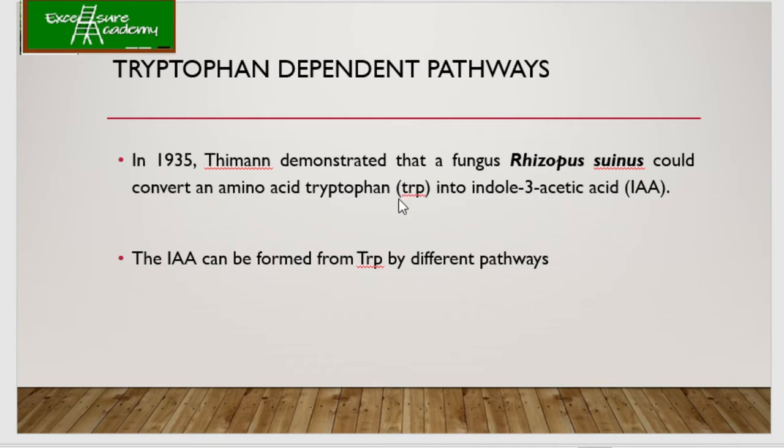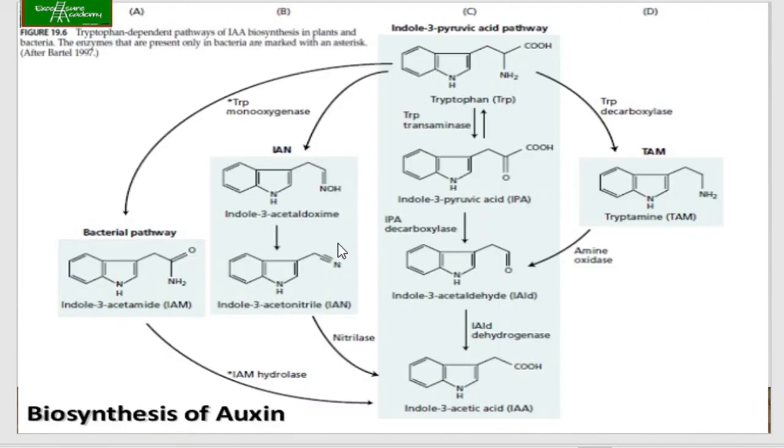In 1935, Thimann demonstrated that a fungus, Rhizopus suinus, could convert the amino acid tryptophan into indole 3-acetic acid. Now this can be done by different pathways. These three different pathways are what we are going to discuss. So this is the flow chart of the biosynthesis of auxin. Let's talk about the tryptophan over here.